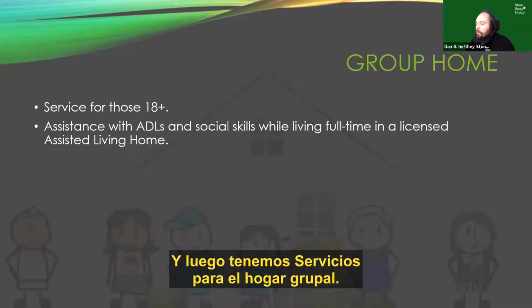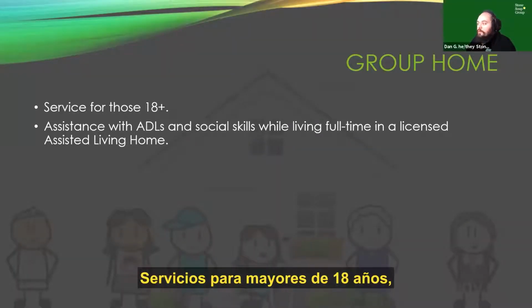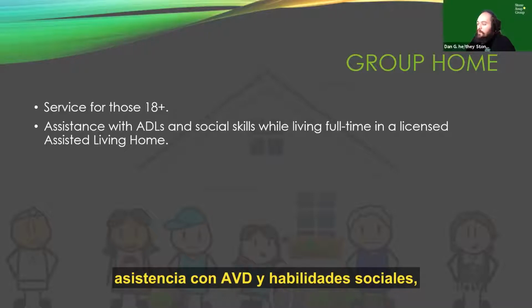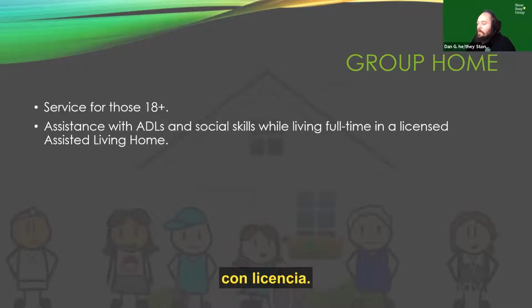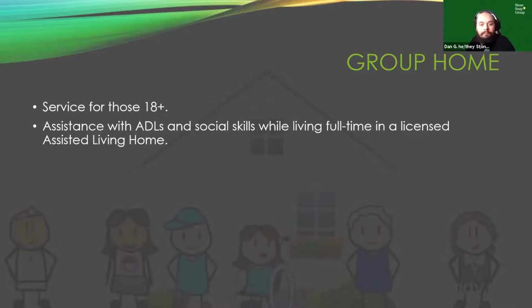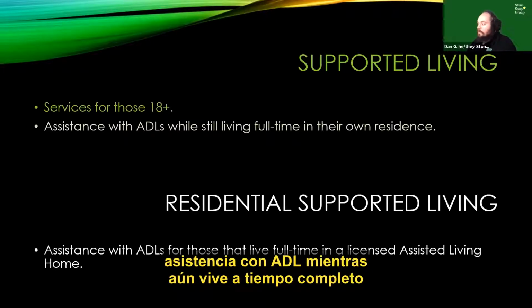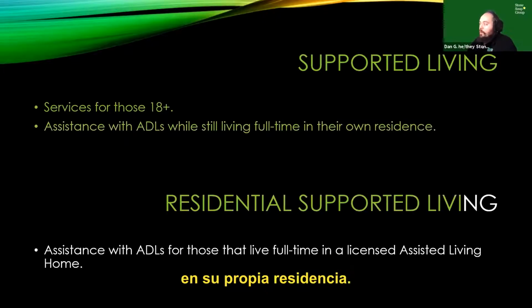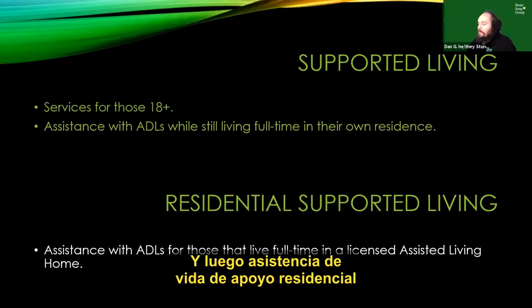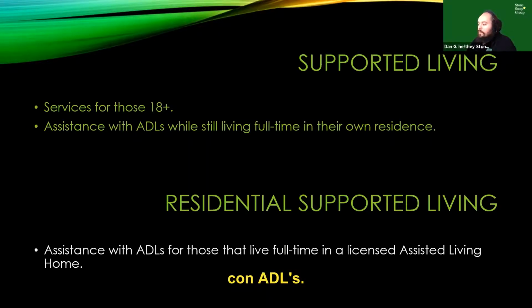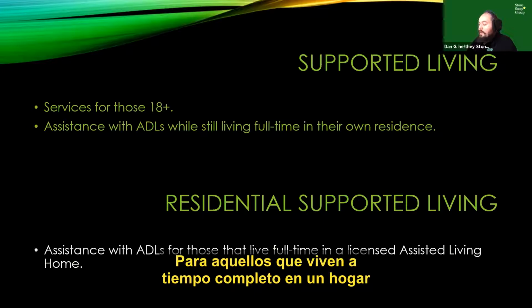And then we have group home services, services for those who are 18 and older, assistance with ADLs and social skills while living full-time in a licensed assisted living home. Supported living, services for those 18 and older, assistance with ADLs while still living full-time in their own residence. And then residential supported living, assistance with ADLs for those that live full-time in a licensed assisted living home.